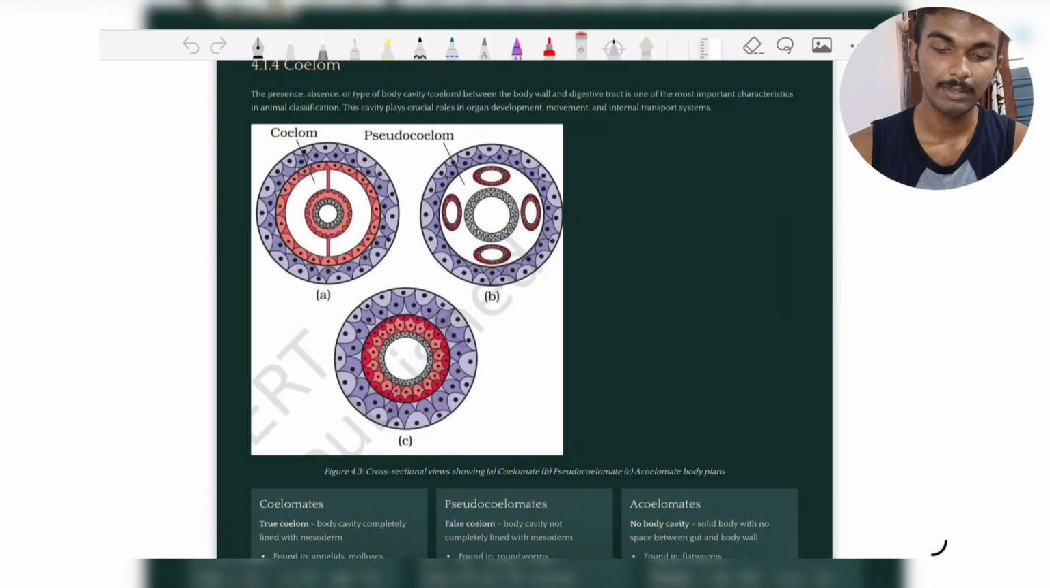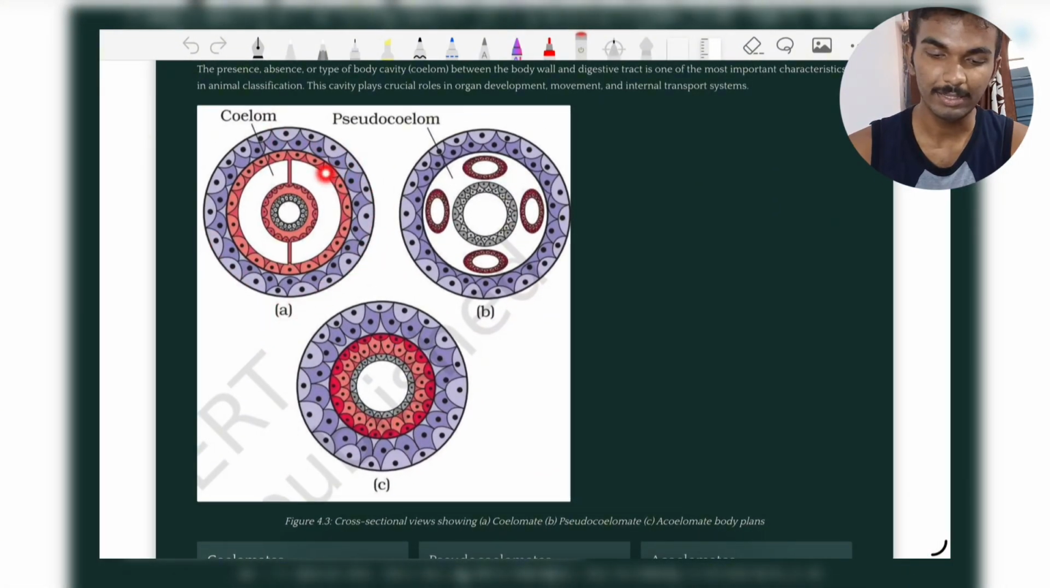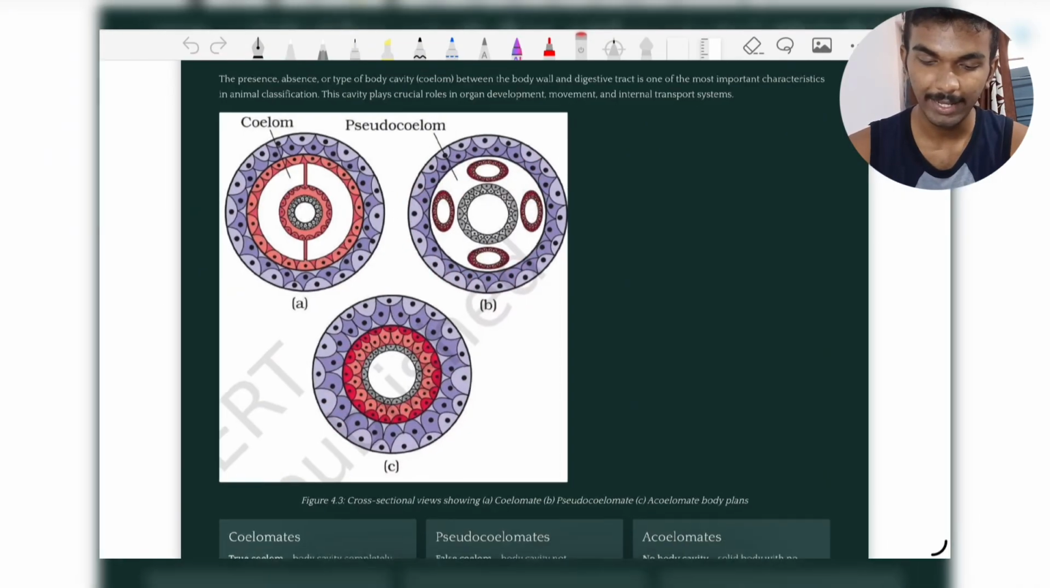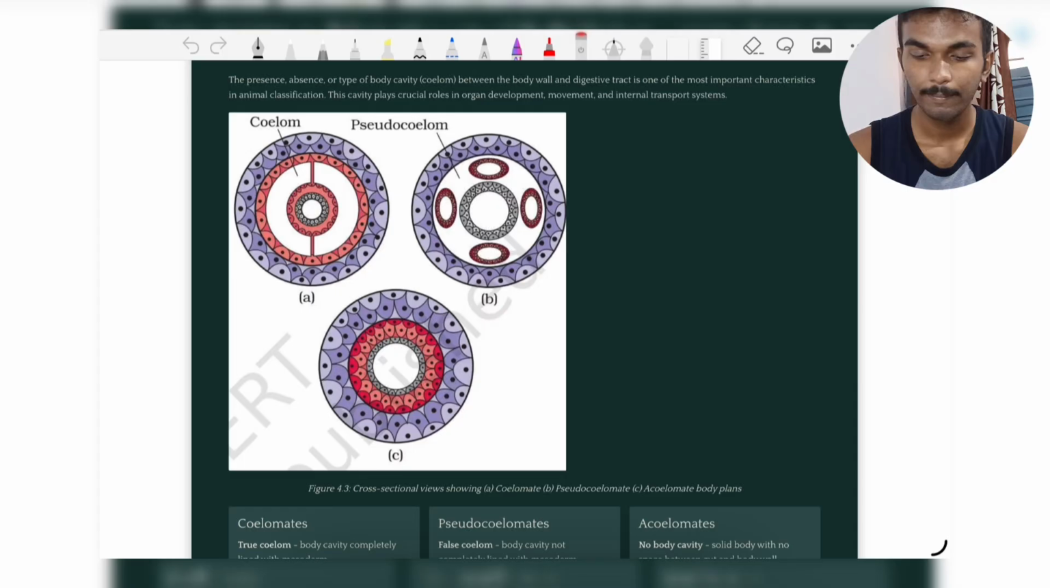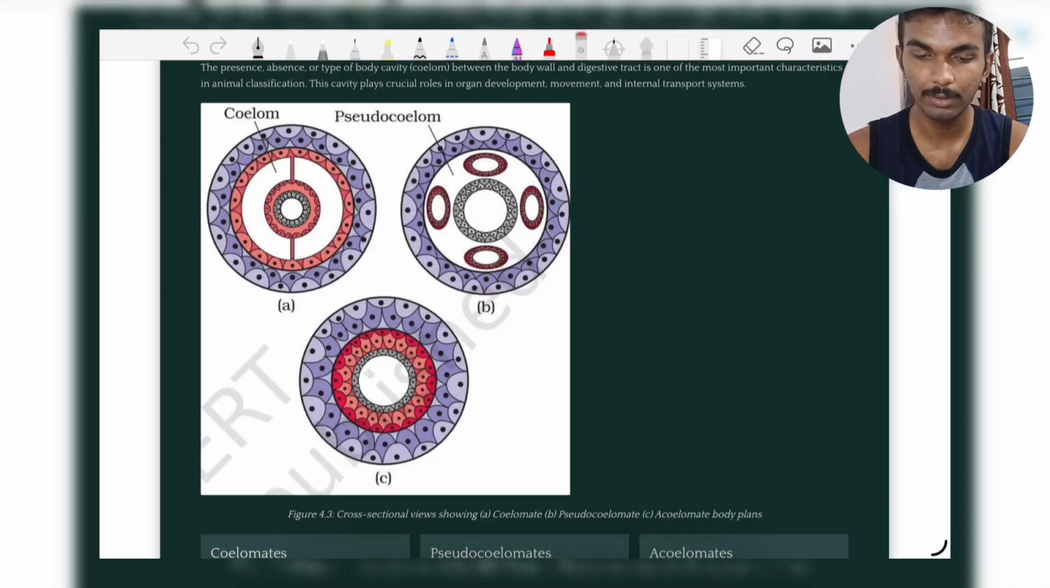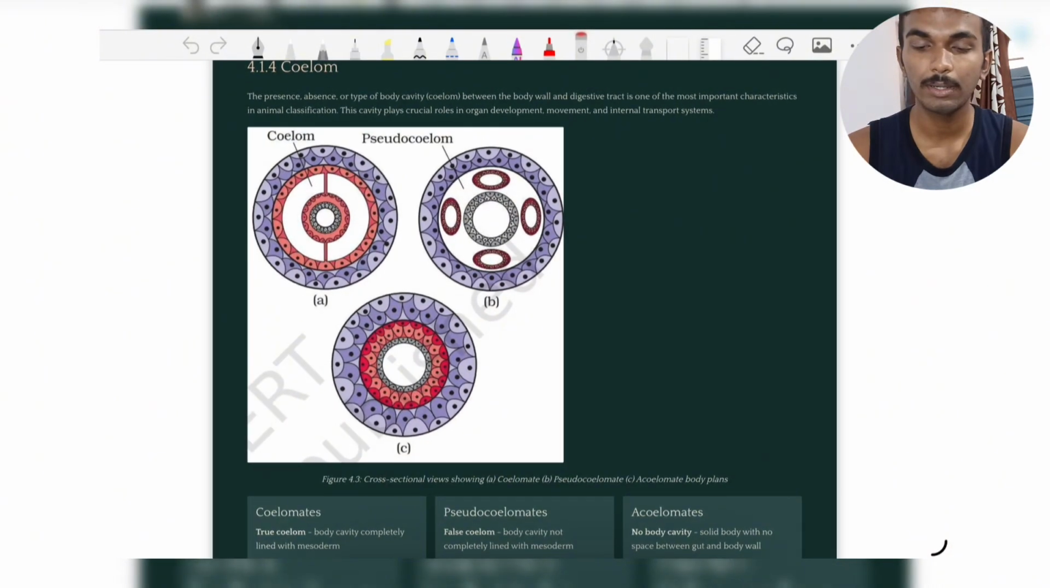As you can see, this is coelomate, this is acoelomate, and this is pseudocoelomate. In acoelomate, there is no mesoderm. This is ectoderm, this is endoderm, but there is no mesoderm. And here mesoglea is present, in which coelom is absent, and here is coelom, that means here mesoderm is also present.